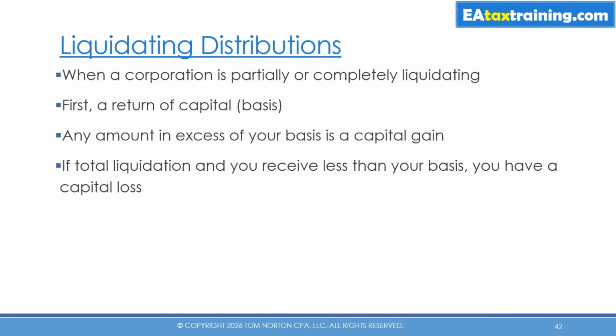Any amount that you get in excess of your basis is then a capital gain. So if you get $1,500, you have a $500 capital gain, just like you sold the stock for $1,500. If you get less than your basis in the total liquidation, then you have a capital loss. Company goes out of business, they sell all their assets, they pay off all their debts, you get $700, let's say, even though you invested $1,000. Well, that's just like selling your $1,000 of stock for $700, so you get a $300 capital loss.